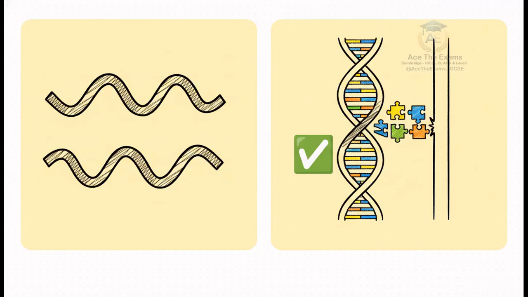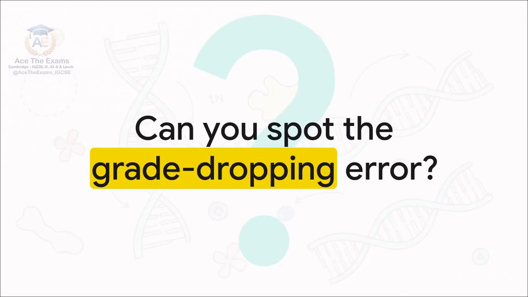Now, contrast that with the top-band answer. It gives this incredibly precise contrast of the template strand's physical role versus the non-transcribed strand's coding sequence. It's specific, it compares the two directly, and it proves you know exactly what the components do. That right there, that is literally the gap between a C and an A star. So, taking a quick second, can you spot the exact grade-dropping error in that flawed answer? It completely misses the why and the how.